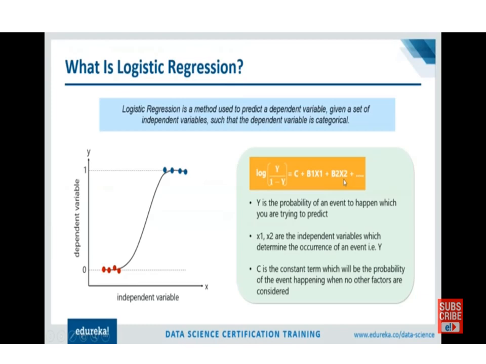So both linear and logistic regression are used to predict the value of the dependent variable. C is the constant term. In this equation, C is the constant term, which is the probability of the event happening when no other factors are considered. So this is something used to boost the probability. Now if we compare the shape of the curve, the shape of the logistic regression is an S-shaped curve.